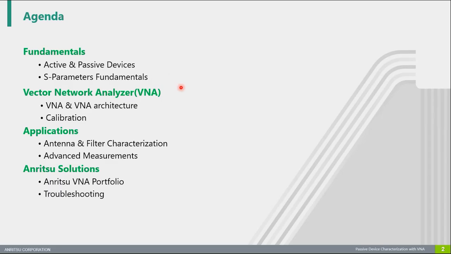Next, we will dive into the vector network analyzer itself. We will look at its architecture, how it functions, and the importance of calibration to ensure accurate and repeatable measurements. In the application section, we will explore real-world use cases, specifically how VNAs are used to characterize antennas and filters, and we will touch on some advanced measurement techniques that go beyond basic S parameter analysis.